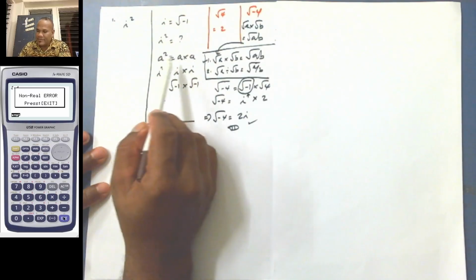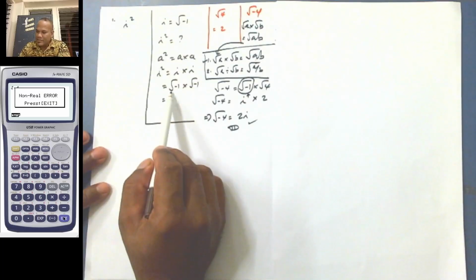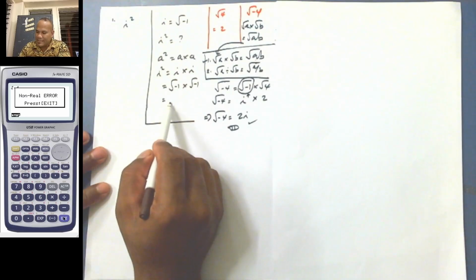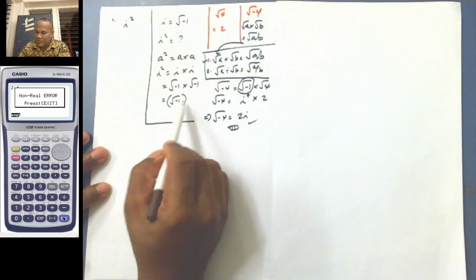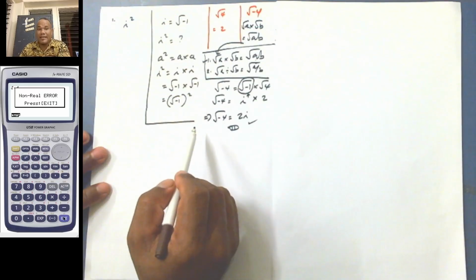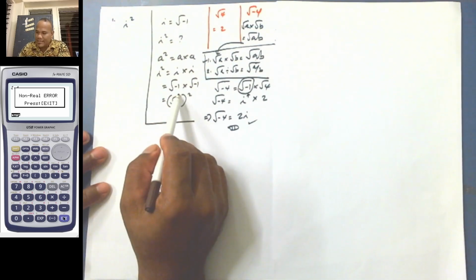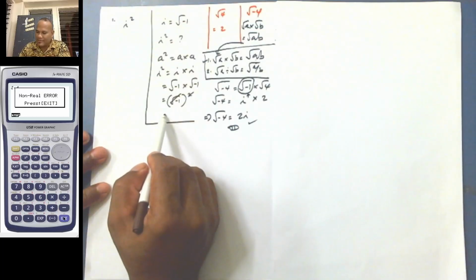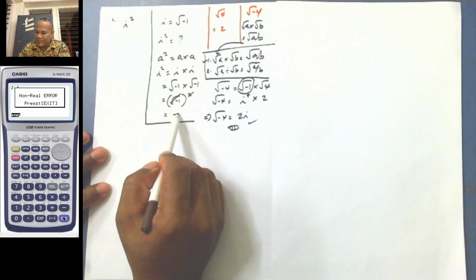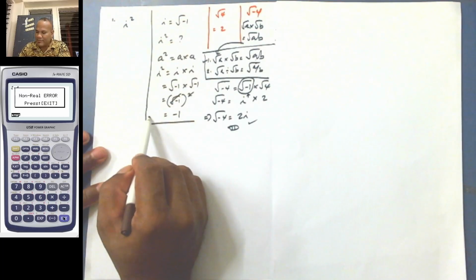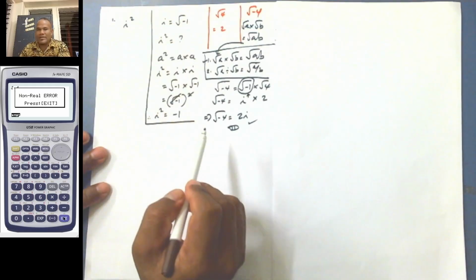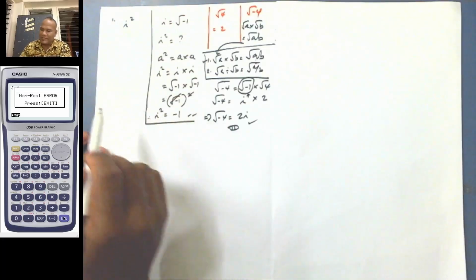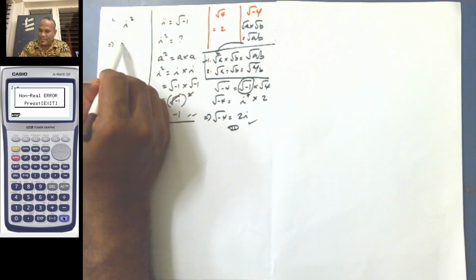A times A gives you A squared. The square root of negative 1 times the square root of negative 1 is the square root of negative 1, whole thing squared. We also know that squared and square root are opposites, they cancel out. So this is left with negative 1. Therefore, i squared is equal to negative 1. So our value here is i squared equals negative 1.